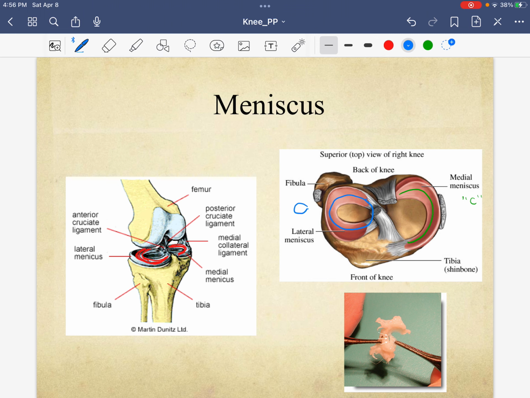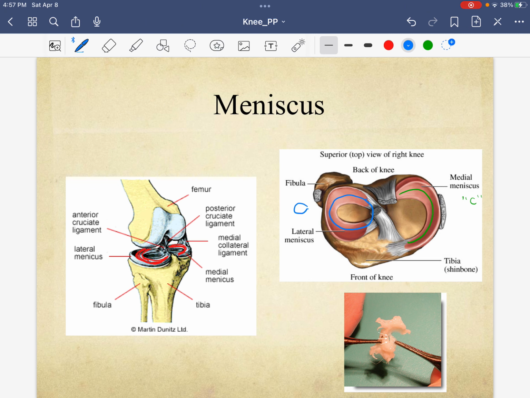So they're shaped a little bit differently. The medial is more like a backwards C, and the lateral is more like an O. We already gave the functions: shock absorption. They also help to distribute the compressive load of the body weight.